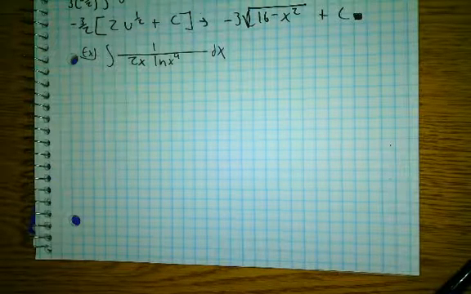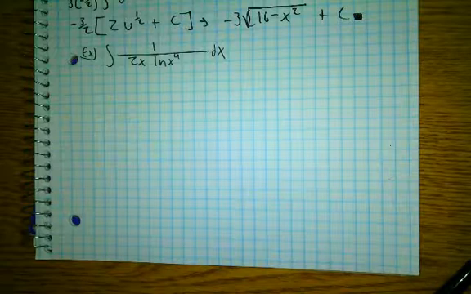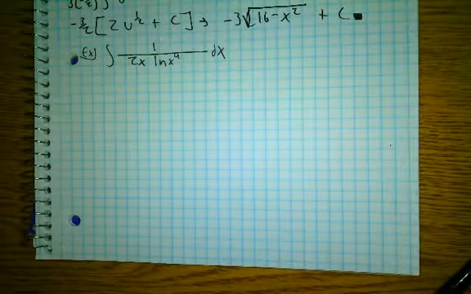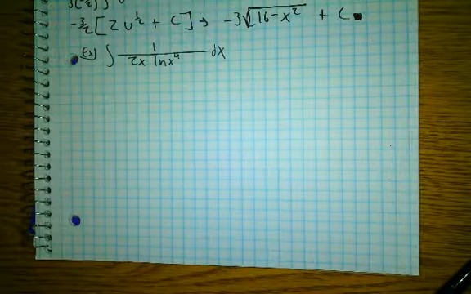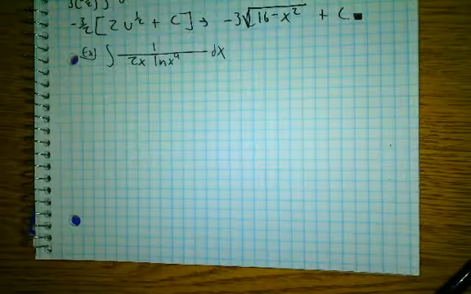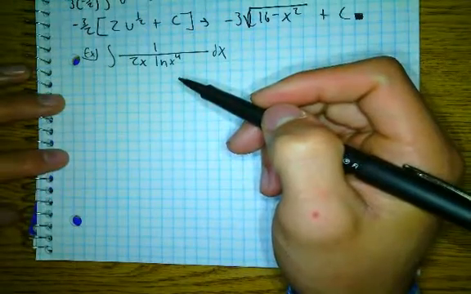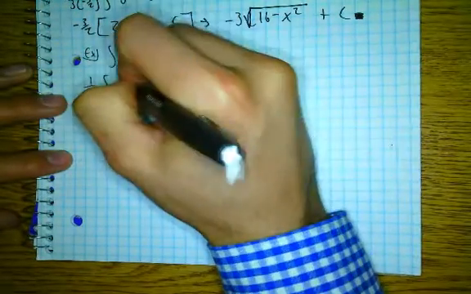The question that I get a lot is, well, how would I know what U is? Before you determine that, I suggest that you take out any constants that you can. So in this case, you should be able to recognize that you can take out a 1/2. So then you have 1/2 times the antiderivative of 1 over x natural log of x to the 4th dx.